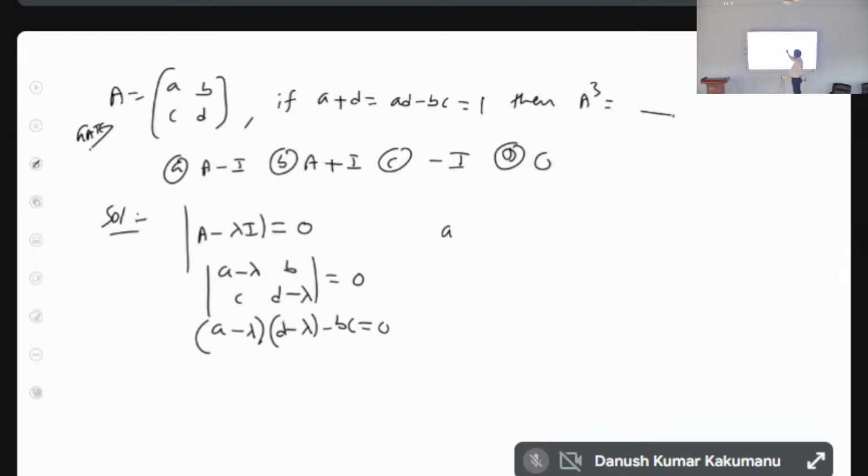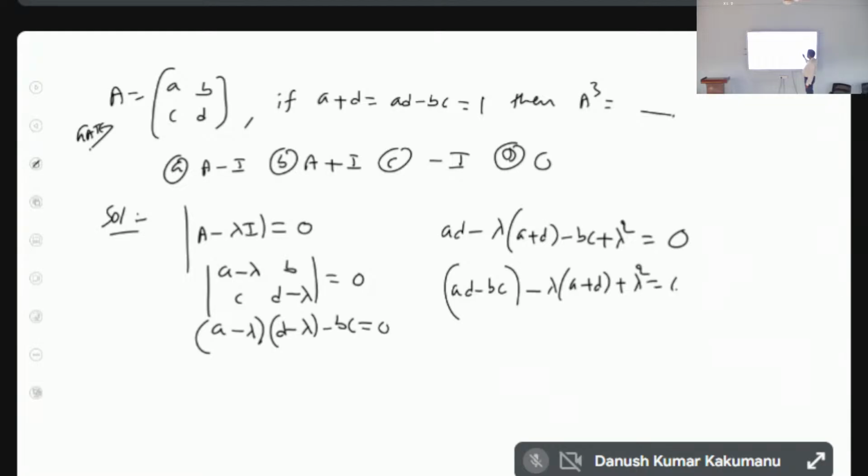Multiply them: AD minus lambda into A plus D minus BC, and one more term, lambda square, is also there. Now lambda square equal to 0. Take AD minus BC together. Minus lambda into A plus D, plus lambda square equal to 0. A plus D is given as 1, and AD minus BC is also 1. So 1 minus lambda plus lambda square equal to 0.